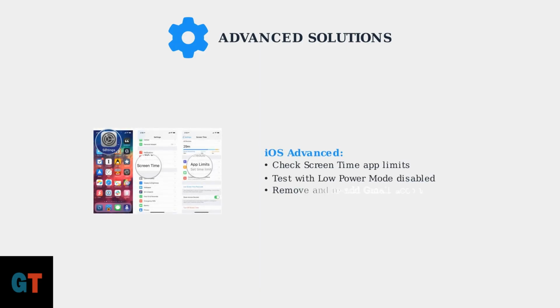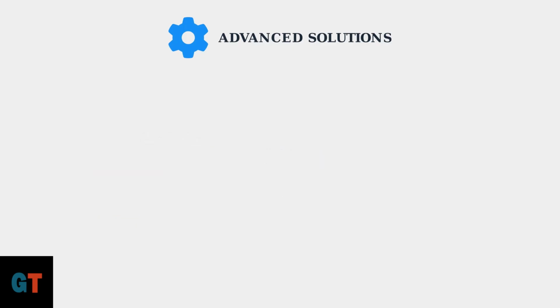For iOS, check screen time app limits that might be restricting Gmail, test with low power mode disabled, and consider removing and re-adding your Gmail account. These steps address iOS specific power management and account synchronization issues.